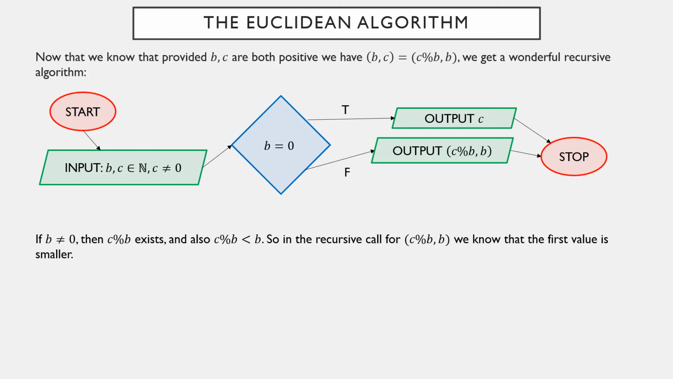So if B isn't 0, then I can apply the division algorithm, and this remainder term does exist, but more to the point, it's smaller than B. So I was interested in finding the greatest common factor of B and C. The assumption, remember, was that B was less than or equal to C. We didn't put it in here because it turns out to not be necessary, but that's kind of how you should be thinking about it, that B should be the smaller of the two numbers.